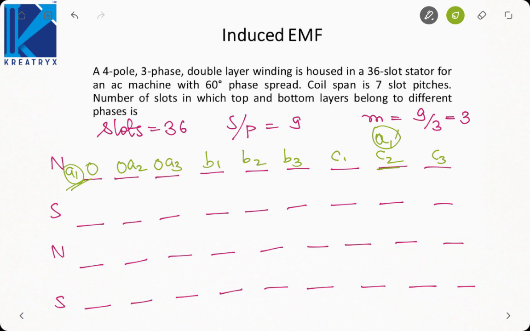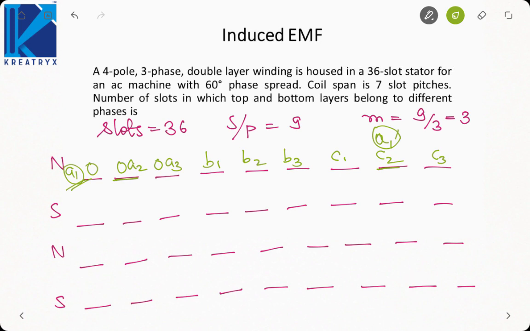Which means, see, there is one slot. In each slot you have to place 2 coils. So one will be placed downwards and one will be placed upper to that, or above that. Okay. So if you are placing one coil side of a coil in a lower slot, then on the other side it should be in the upper slot. So that is what I have done here.